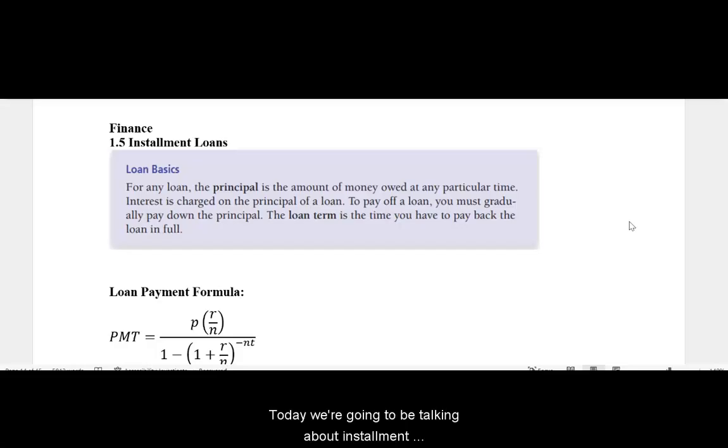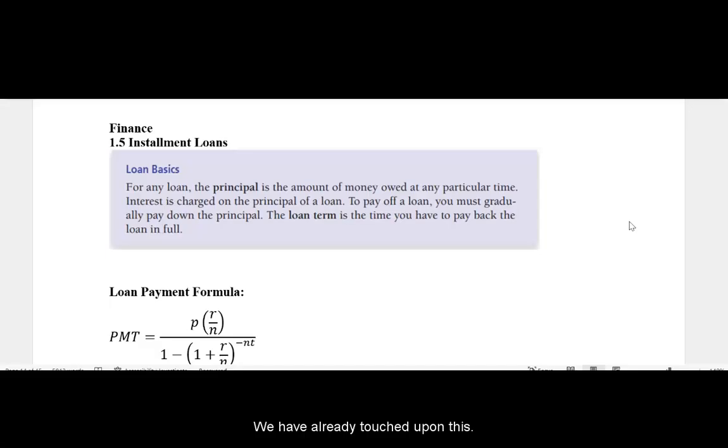Today we're going to be talking about installment loans, which is really just going further into what we talked about in our last video, where we were looking at installment loans and how you have principal and you use the formula, and you have a set payment amount that you're paying every month to your loan company to then be able to pay off your loan. So just a little bit about loan basics.